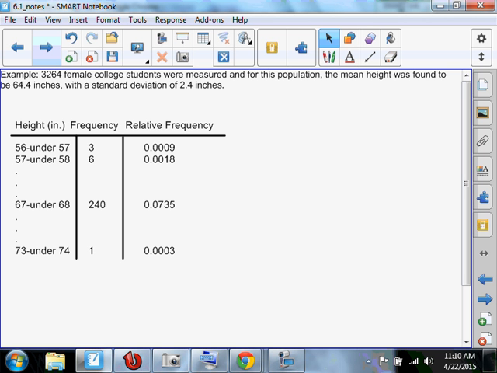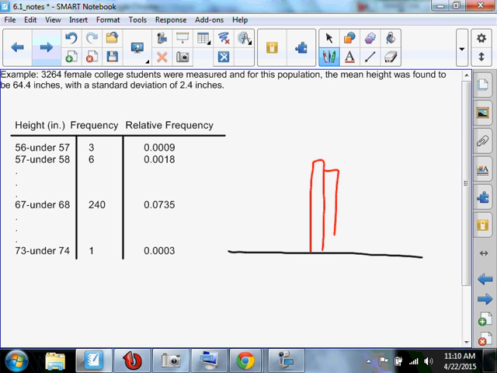And I didn't put the whole table in there. But what would end up happening if you did take the whole table and you were to make a sketch of it is you would have something that would look like that. I can't sketch a normal curve very well, but it would fit what we think of as the normal curve. Okay.